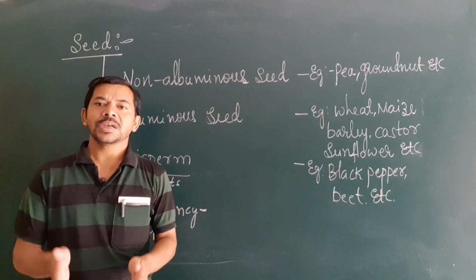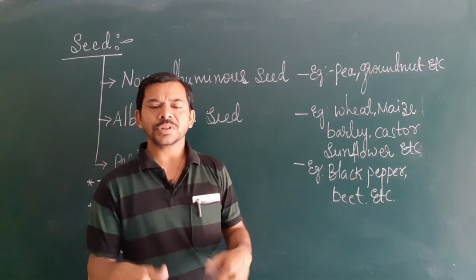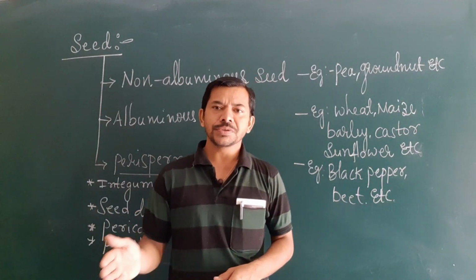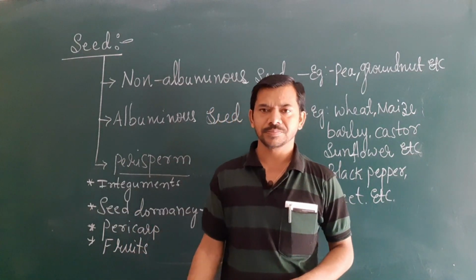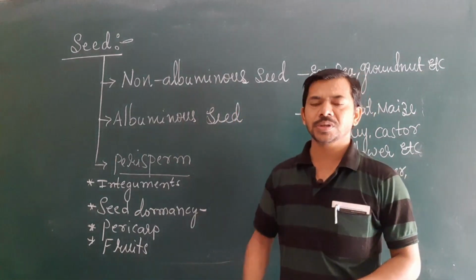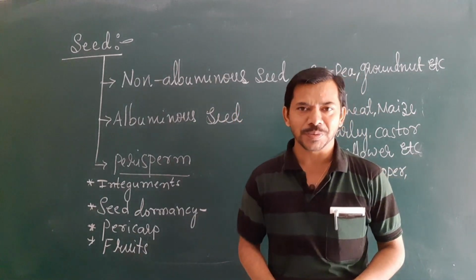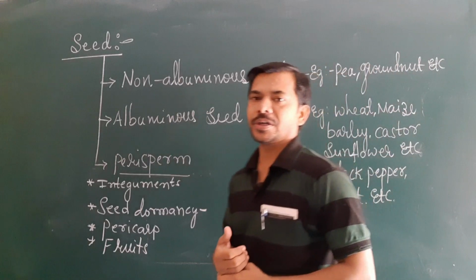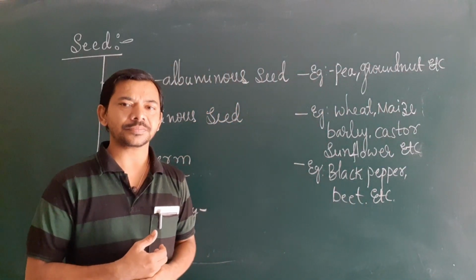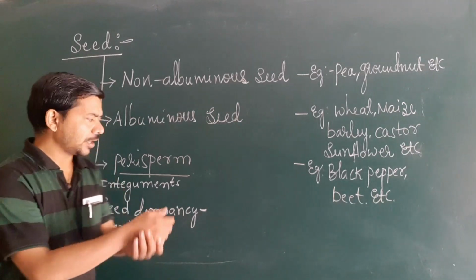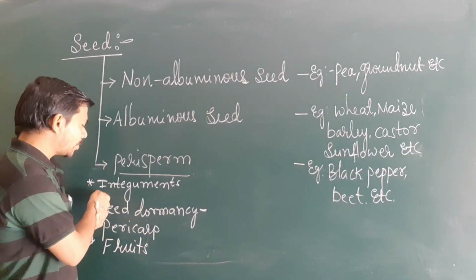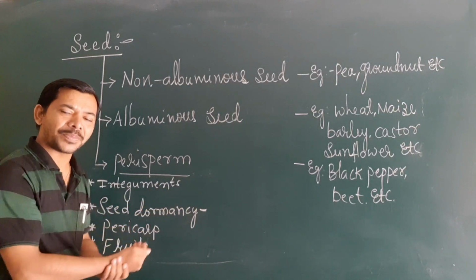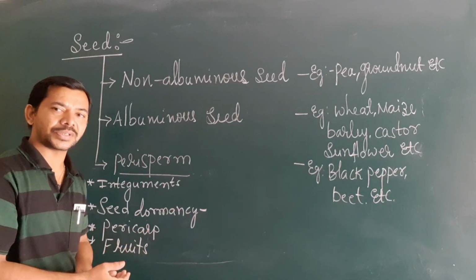Perisperm is nothing but, in certain embryos, the nucellus may be consumed before germination, but the remnant of nucellus is persistent along with the embryo sac, and such seeds can be called perisperm. Okay, and you can see examples of perisperm: black pepper, and in beetroot you can see the perisperm condition. And I told you already well in advance that certain structures of the ovule help in the formation of certain particular structures.